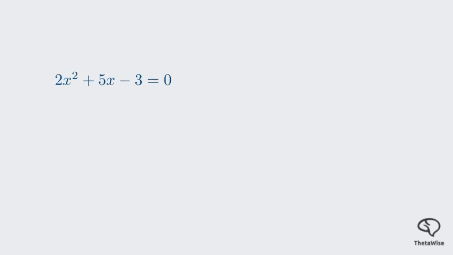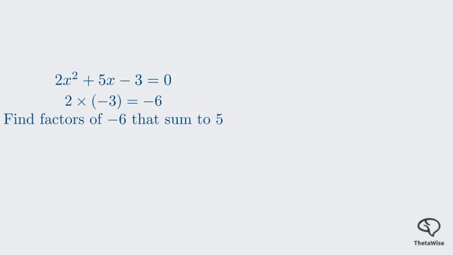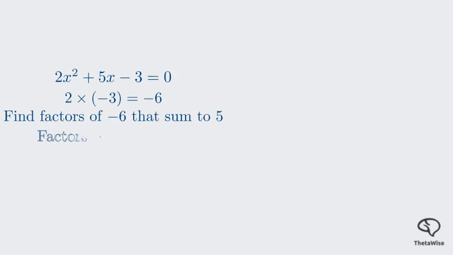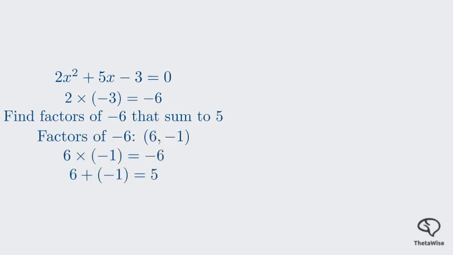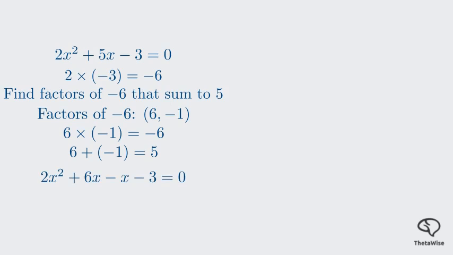Let's try a slightly harder one where the squared term has a coefficient. Here, we need factors of 2 times negative 3, which is negative 6, that add up to 5. The factors 6 and negative 1 work since 6 times negative 1 is negative 6, and their sum is 5. We split the middle term and factorize by grouping. First, rewrite 5x as 6x minus x.